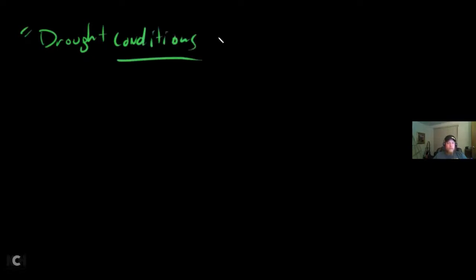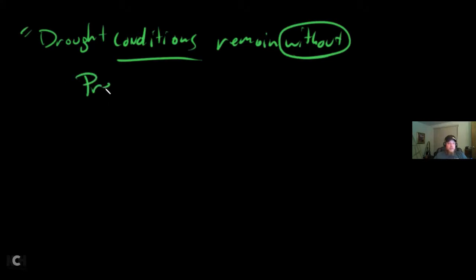All right, let's take a look at this example. This is something you might see in the headline of a newspaper. Drought conditions remain without precipitation. And there, without is doing the work of unless. It means the same thing as unless. So I can replace this with: drought conditions remain unless there's precipitation.